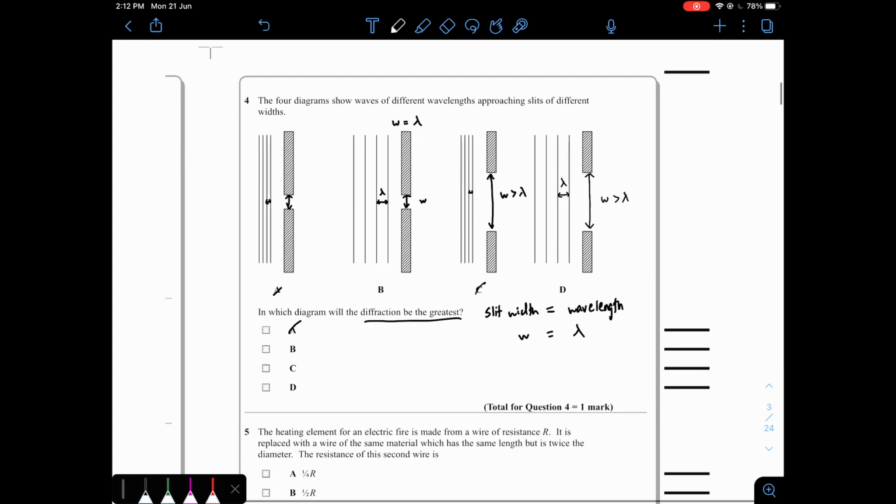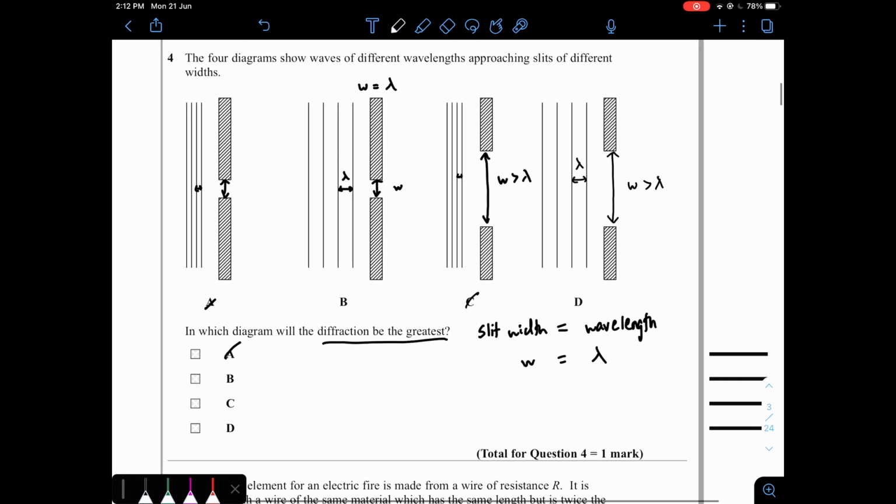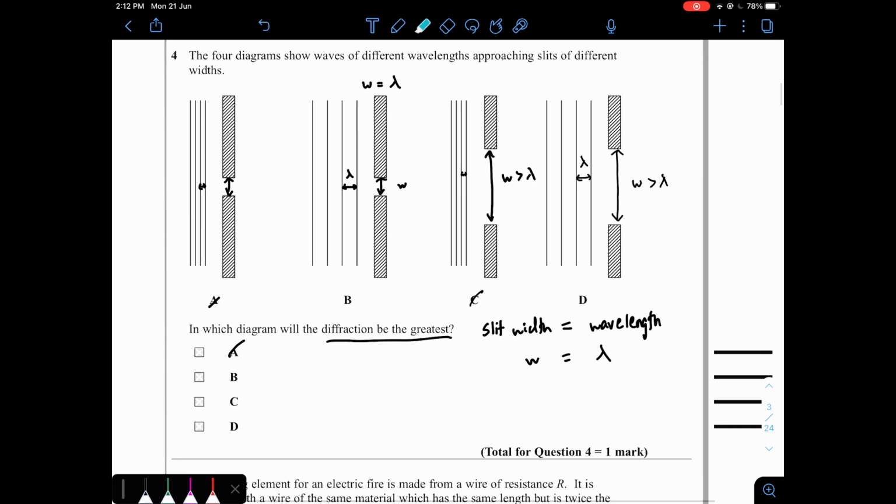So we can conclude that for question number 4, the answer should be B, because that's when the wavelength equals the slit width, so we will get maximum diffraction.